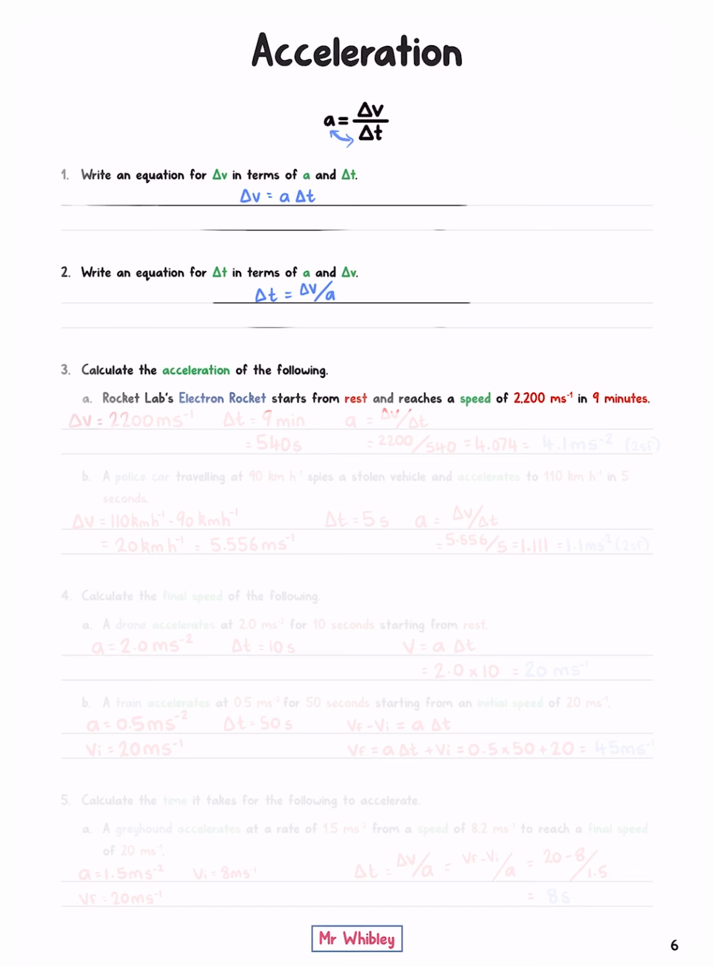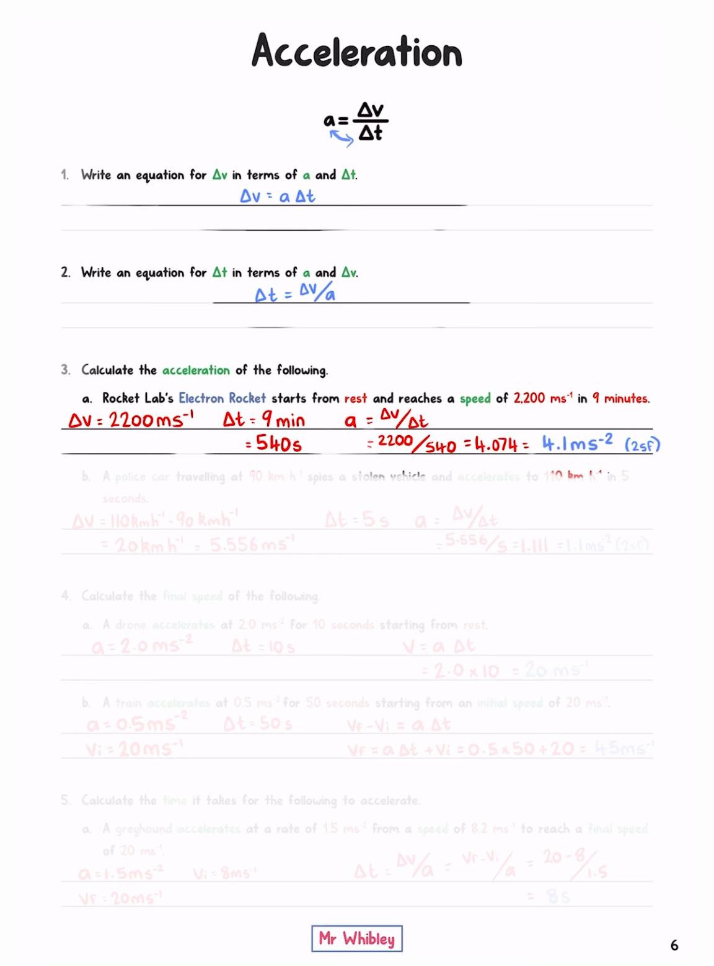We have its change in velocity. Its duration is 9 minutes, which we can multiply by 60 to find 540 seconds. Using our acceleration equation, putting our numbers in, gives us 4.074, or 4.1 meters per second squared to two significant figures.